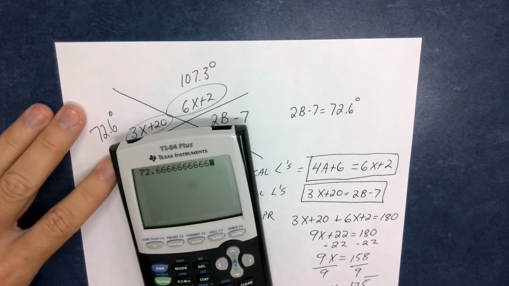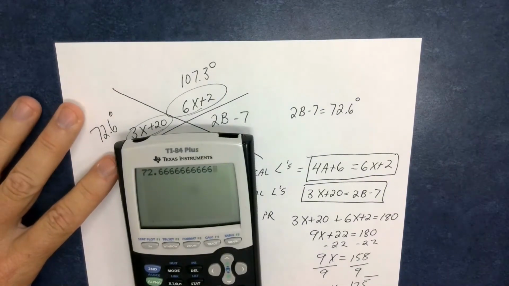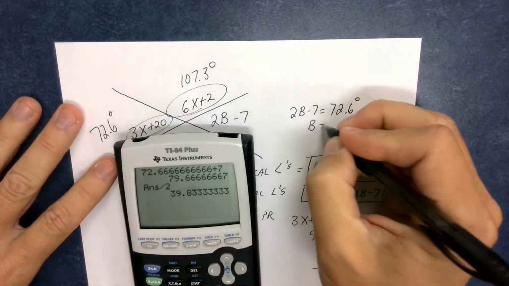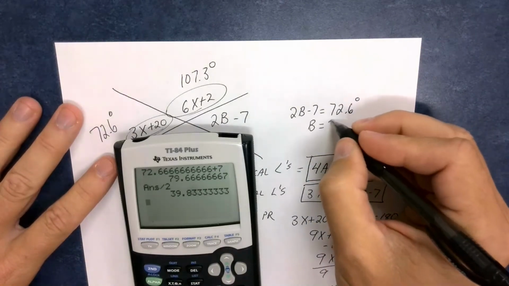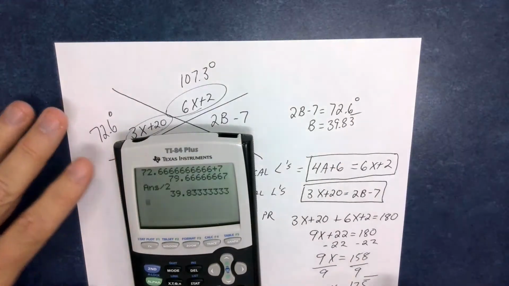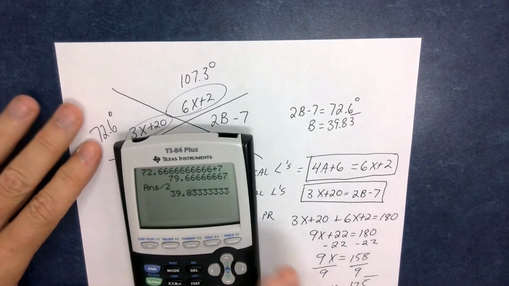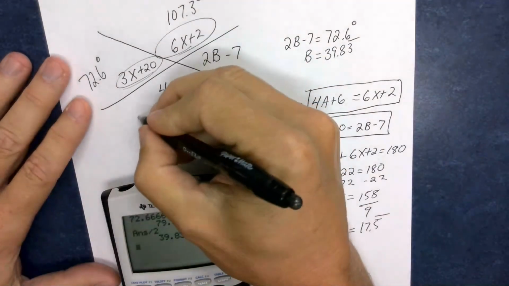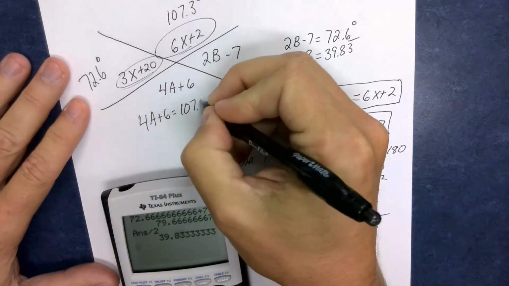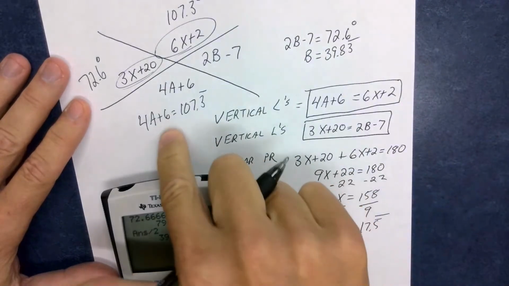72.6, just put a whole bunch of them in there. Plus 7, enter, divided by 2. Enter. I know that b equals 39.83, where the 3 keeps going on and on forever. Likewise, I can do this. I can write this, 4a plus 6 equals 107.3, repeating, and I can solve that for a.